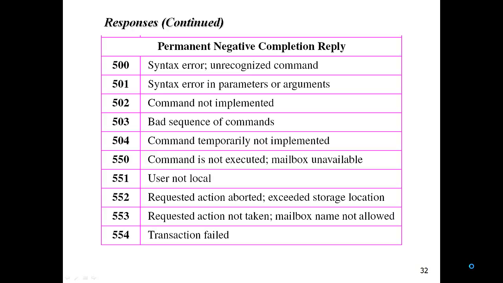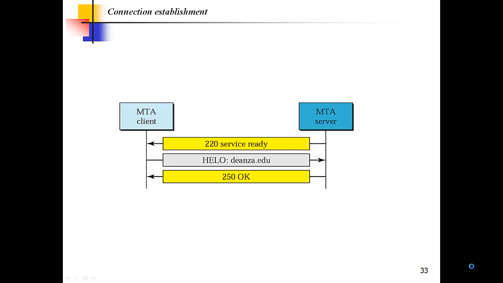550 command is not executed, mailbox unavailable. That might be if the mailbox just got temporarily deleted, or the mailbox might be full or something. 551 user not local. 552 requested action aborted, exceeded storage location. 553 requested action not taken, mailbox name not allowed. 554 transaction failed.